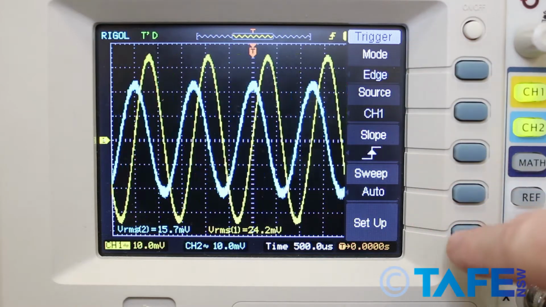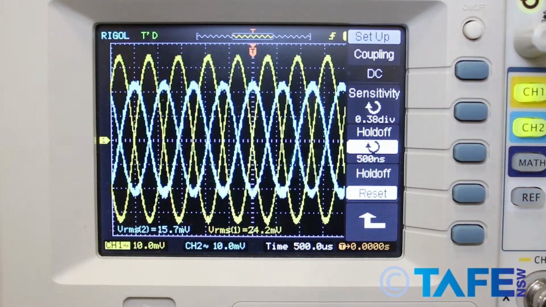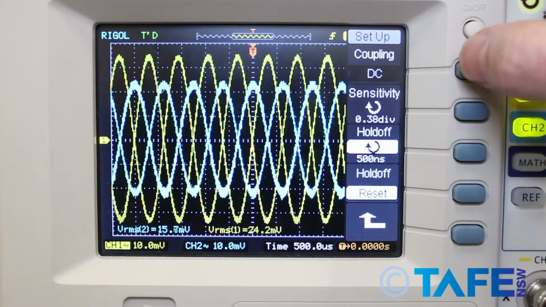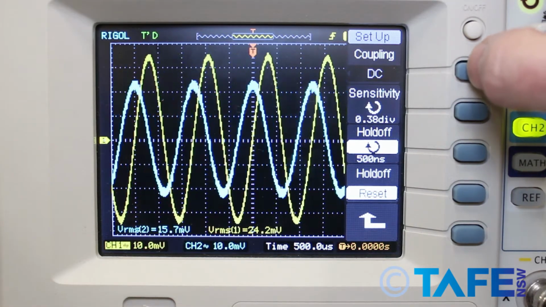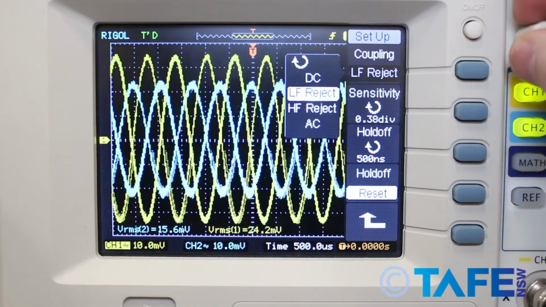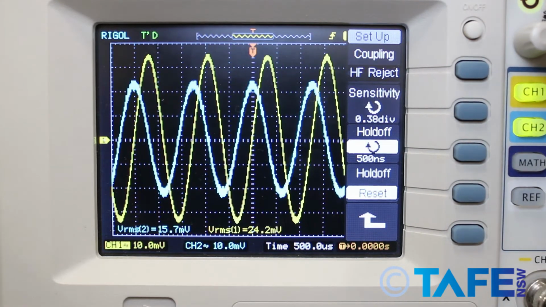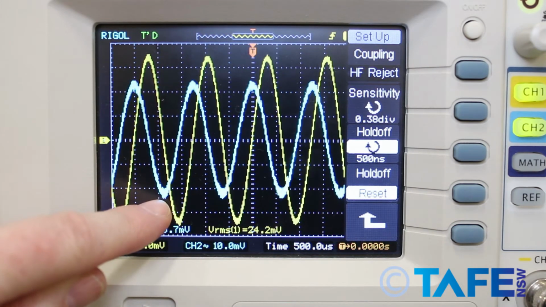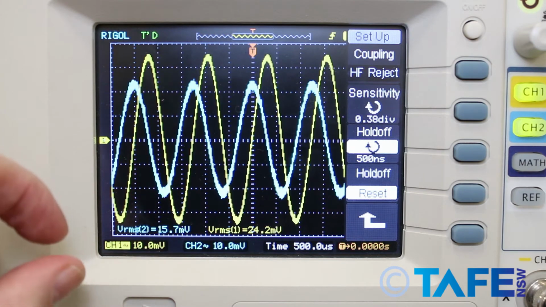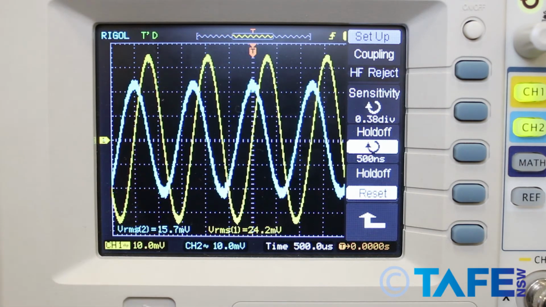trigger menu, I'll go into setup. And then I don't want DC coupling because there's a lot of extraneous electrical noise in the classroom that I want to get rid of. So I'll hit that DC coupling, I'll come down to HF reject. And you can see there now it's as stable as we're going to get it. There's still a little bit of fuzziness in the waveforms, but that can't be helped because, like I say, we are using very high sensitivity on the oscilloscope, and it's just picking up a little bit of extra AC noise.